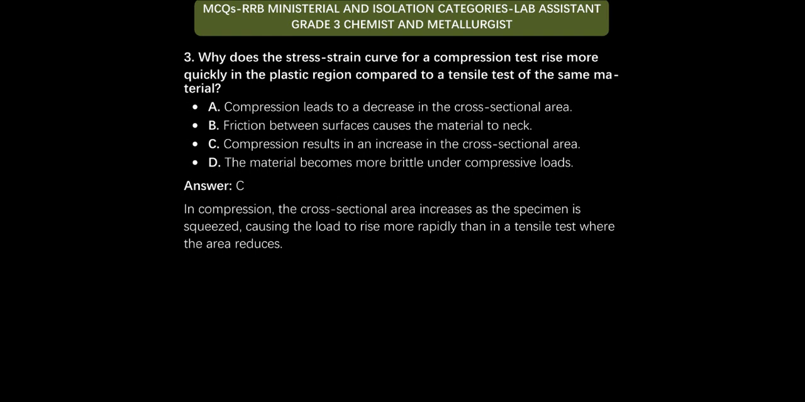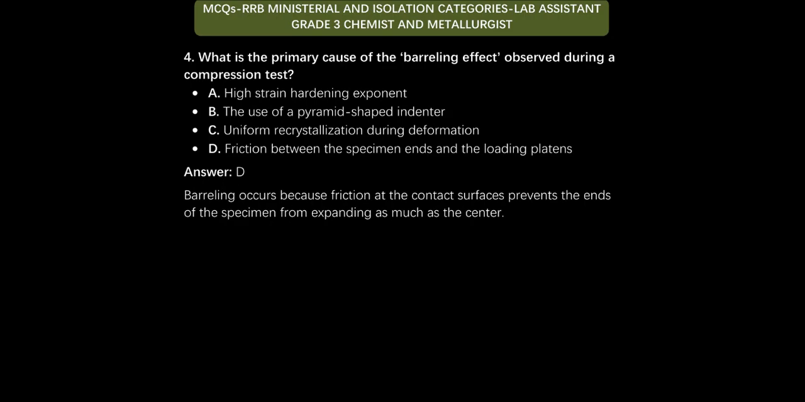Why does the stress strain curve for a compression test rise more quickly in the plastic region compared to a tensile test in the same material? Option C. Compression results in an increase in the cross sectional area. What is the primary cause of the barreling effect observed during the compression test? Option D. Friction between the specimen ends and the load platens.